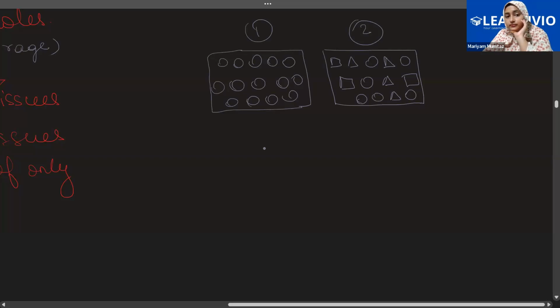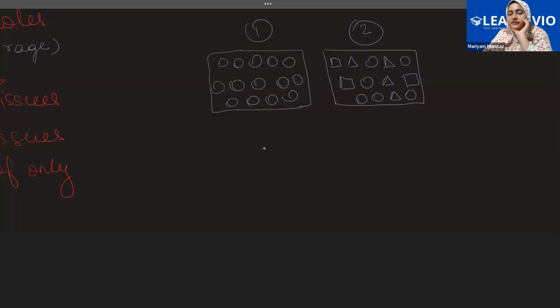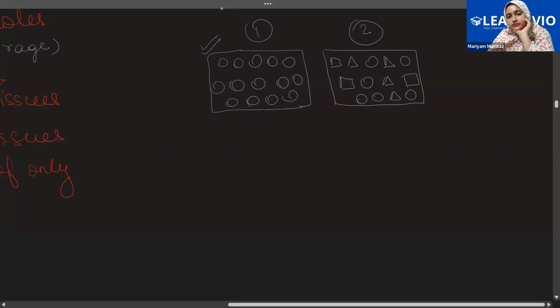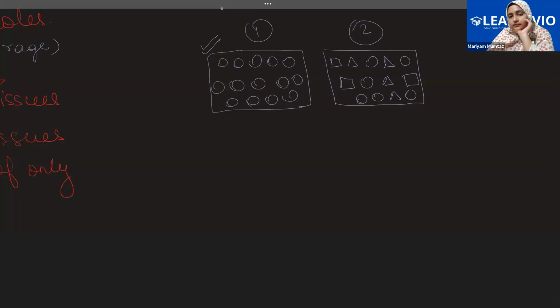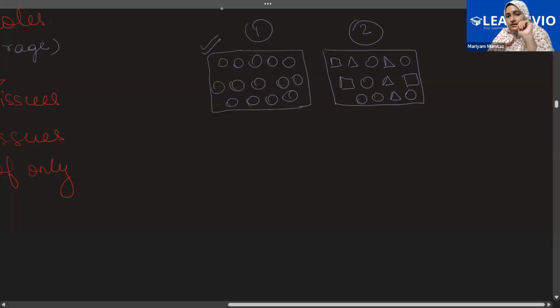Ma'am, the shapes are different in both of them. The shapes are different. What about 1? What would you like to say about 1? In one, all the shapes are the same. But in the second one, it's different. Correct. Everyone can make out this difference? Every single student? All right, very good.